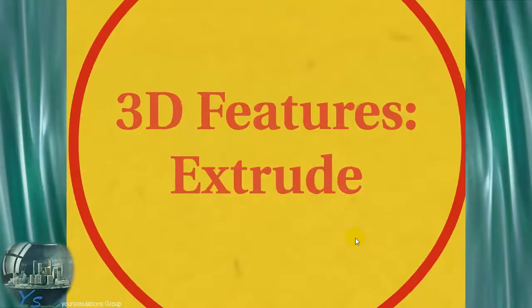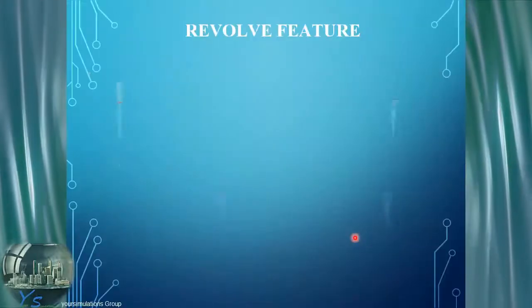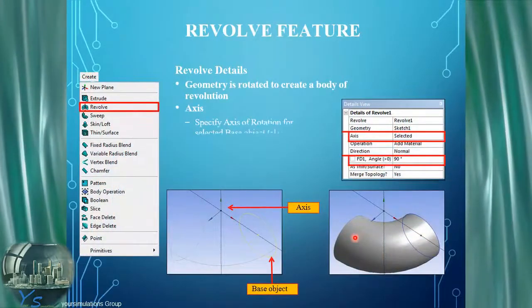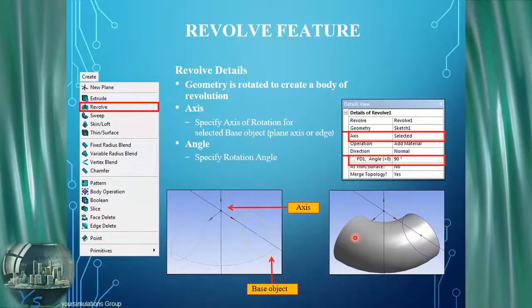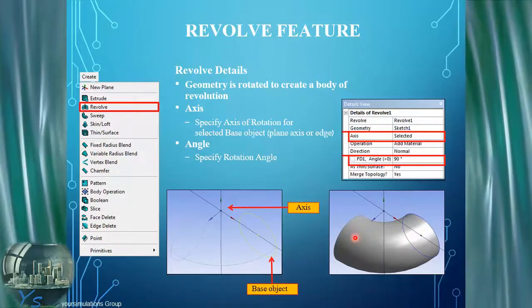So moving down the 3D modelling operations, down from extrude into revolve, here are some details of the revolve operation. Essentially we're taking a sketch here and we're revolving it around an axis by a particular angle in order to form a 3D body. So here we can see the options in the details view.